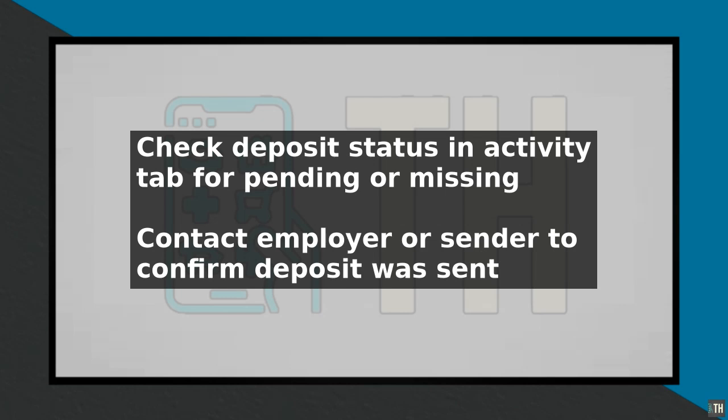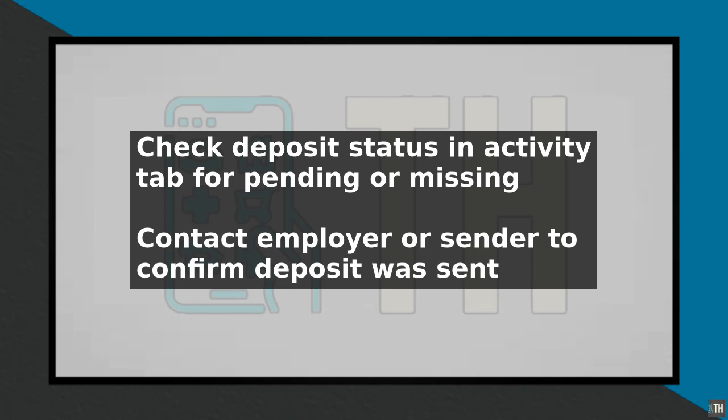Another common issue is incorrect account information. Ensure that your employer or sender has the correct routing and account numbers for your Cash App account. You can find this information in the Cash App by going to the Banking tab and selecting Direct Deposit.